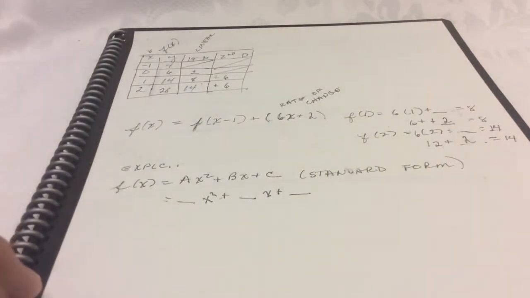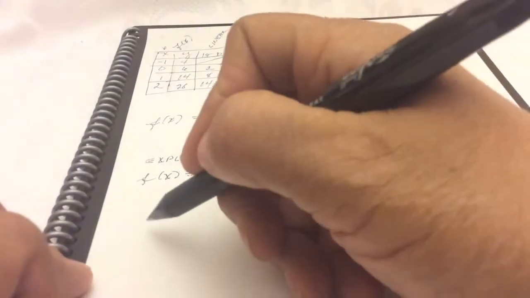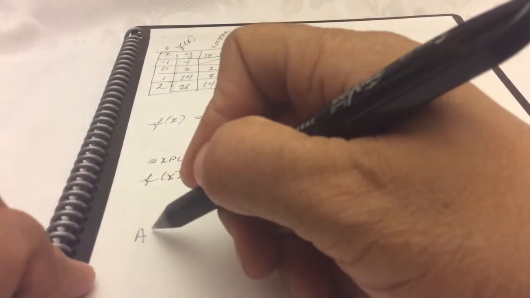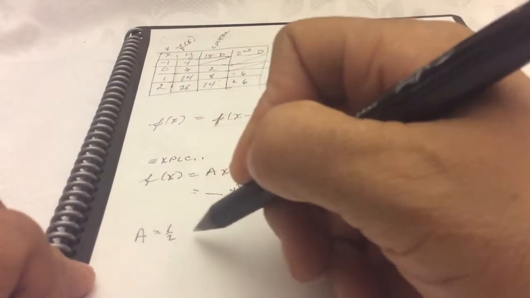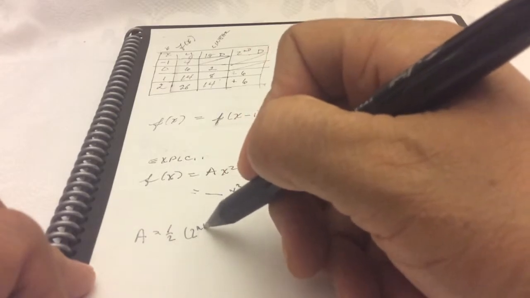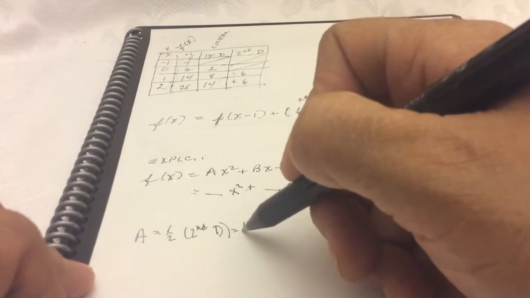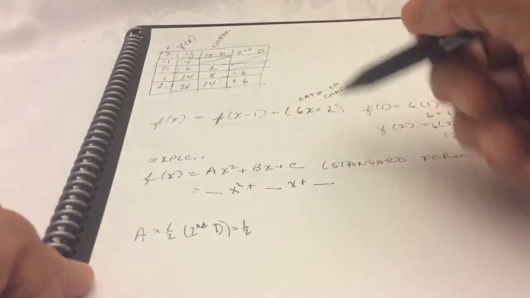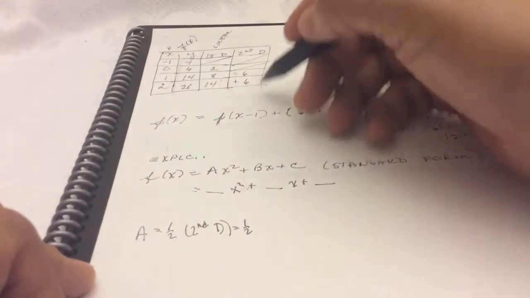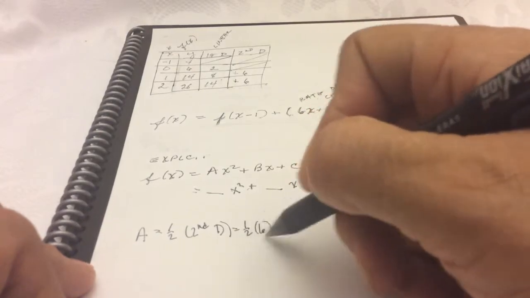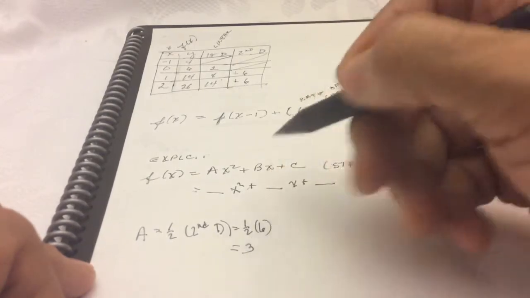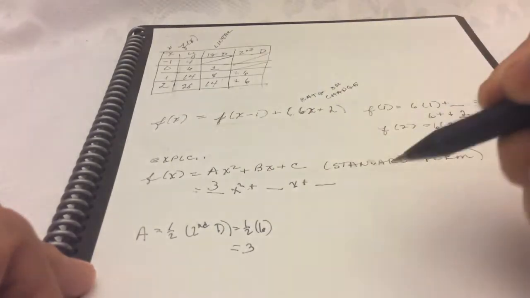Now, to get these values, it's really not that difficult. This is fairly easy. To get the value for a, we take 1/2 of our second difference. So that's going to be 1/2 of our second difference, which is 6. That's our constant. And 1/2 of 6 equals 3. So that's going to be our a value.